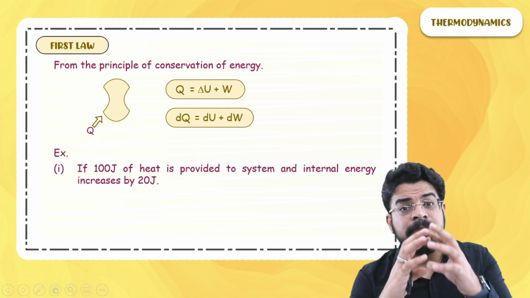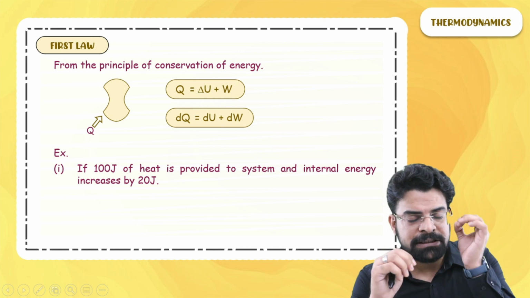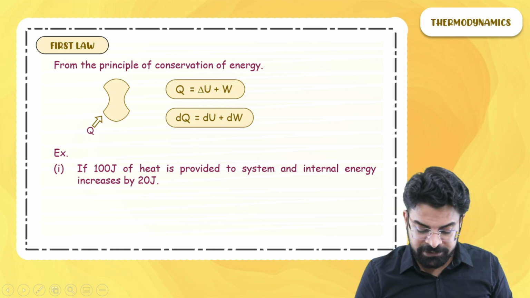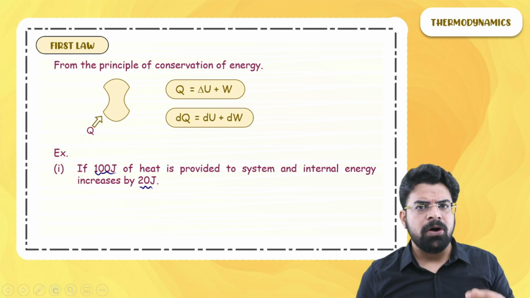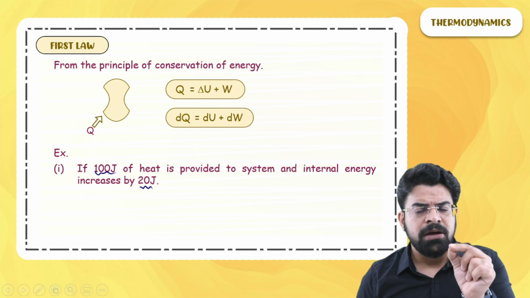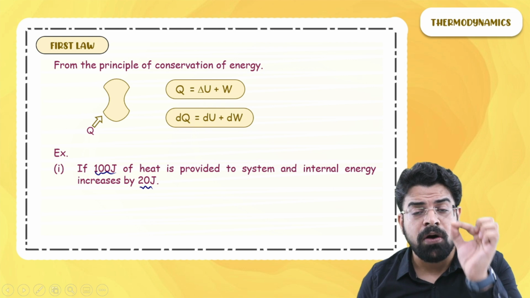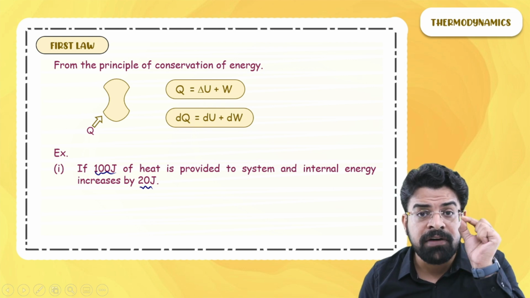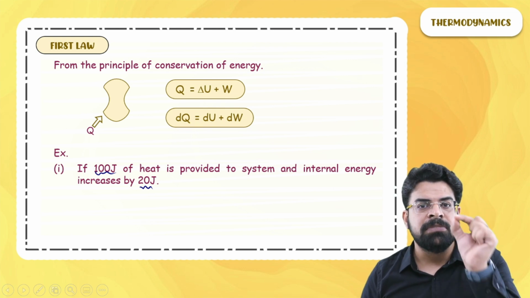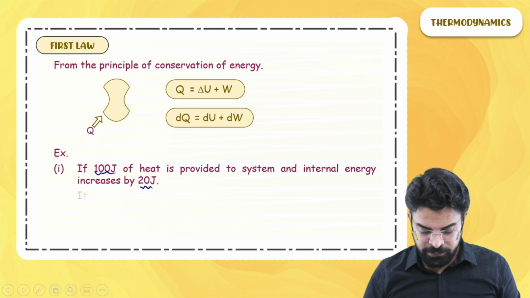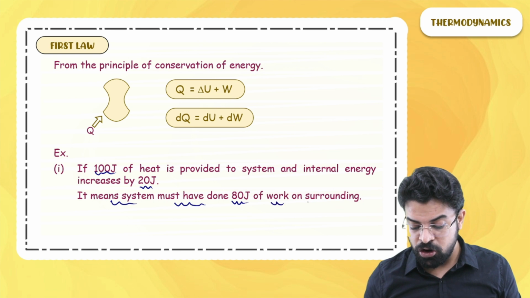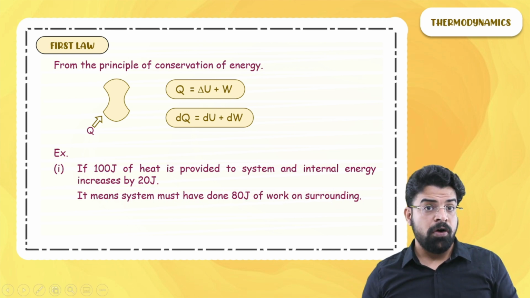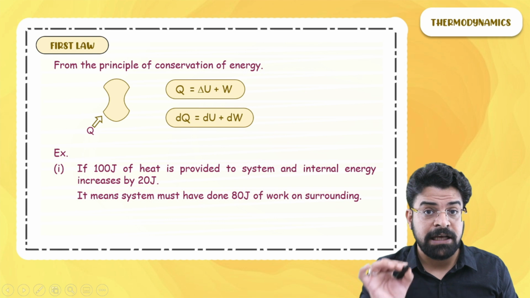So the gas must have expanded in this case. I can say with 100% guarantee, if this is the case, then the gas must be expanding. Why? Because the gas is doing work on the surrounding. The gas is doing 80 joule of the work on surrounding, and if gas does work on surrounding, the gas must expand. Hence, we can say that it means that the system must have done 80 joule of work on the surrounding, and to do work on the surrounding, the gas must expand.